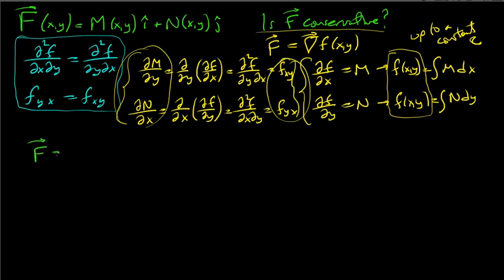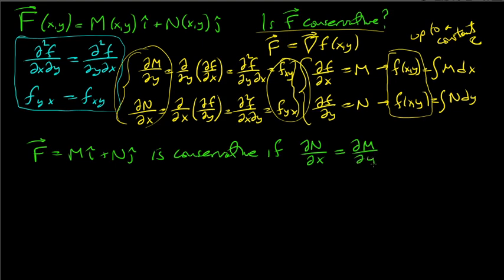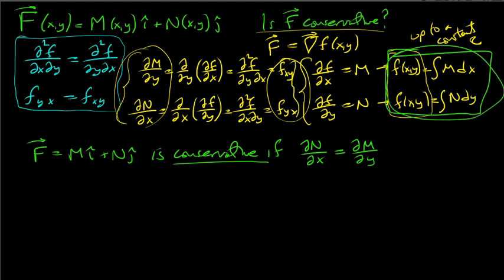We can say that f, which is mi plus nj, and again, these are functions of x and y in general, is conservative if I take the partial of n with respect to x, and I get the same thing as the partial of m with respect to y. So this is a nice way to test whether a vector field is conservative. It does not give you the potential function. The only way to find the potential function is to do these integrals over here on the right, the way we did it earlier.